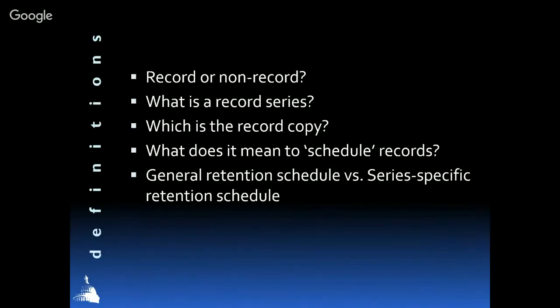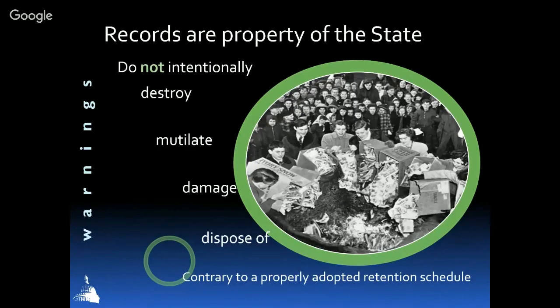So the definitions in GRAMA answer questions like these. They can help you determine whether something is a record or not, and can explain what record series, record copies, and retention schedules are. They also, PRMA in this case, provides warnings by making it clear that records are property of the state, meaning that their maintenance is governed by statute and is not left up to the discretion of government employees.